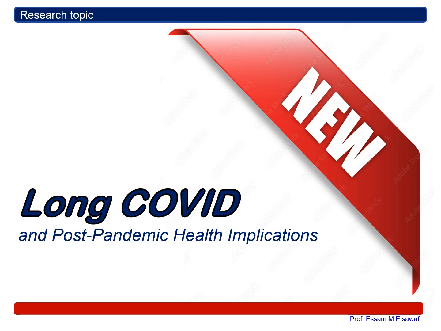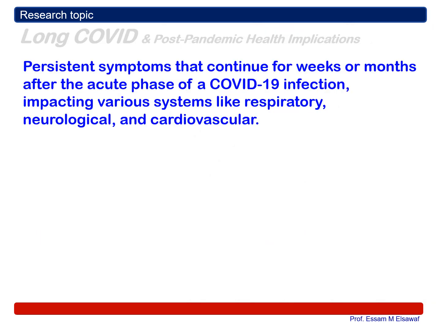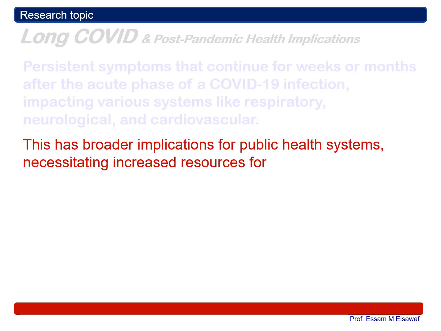Long COVID. Long COVID is persistent symptoms that continue for weeks or months after the acute phase of COVID-19 infection, impacting any system, usually various systems like respiratory, neurological, cardiovascular, eye, kidney, prostate, bones, skin, any system. This has broader implications for public health systems, necessitating increased resources for chronic care, definitely for mental health support, for rehabilitation.